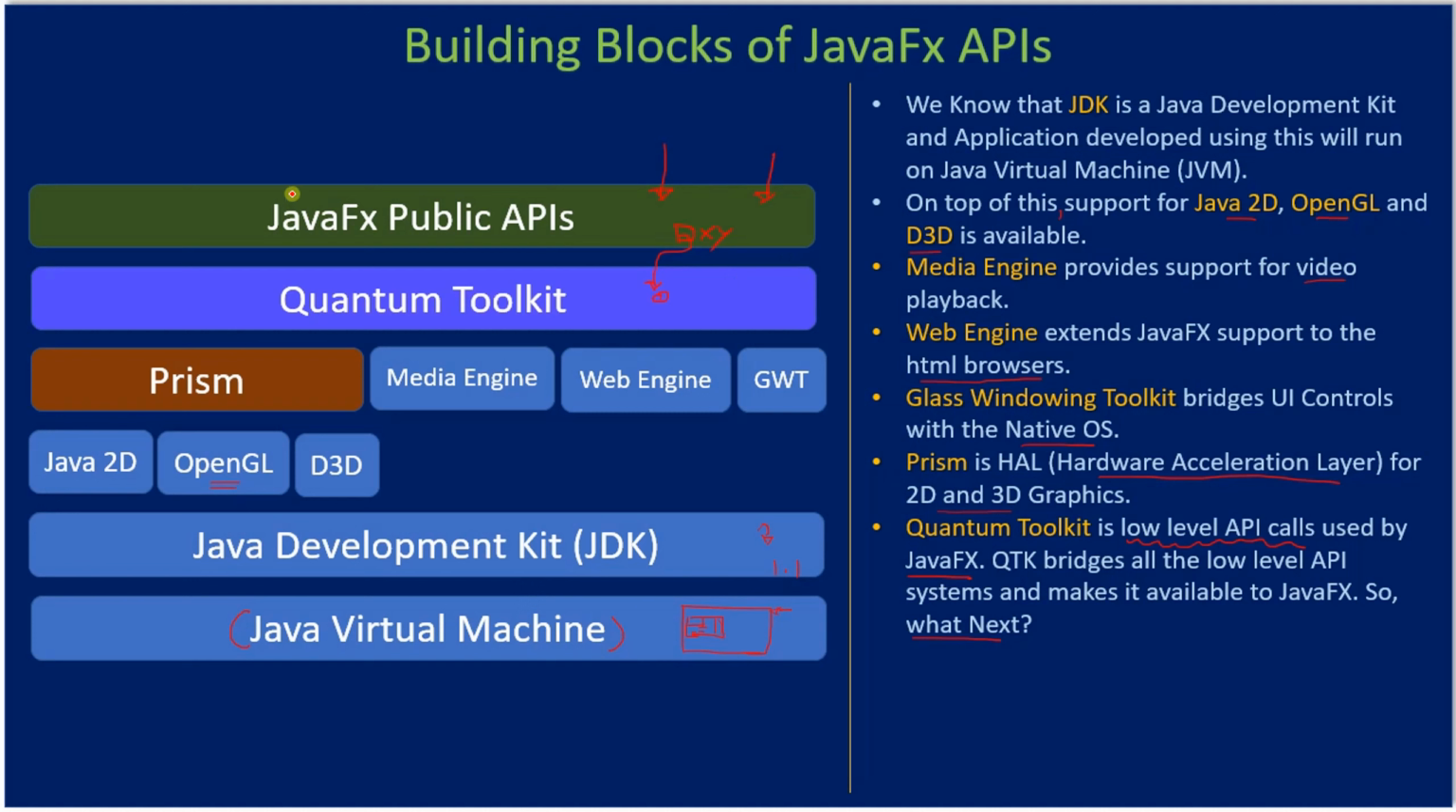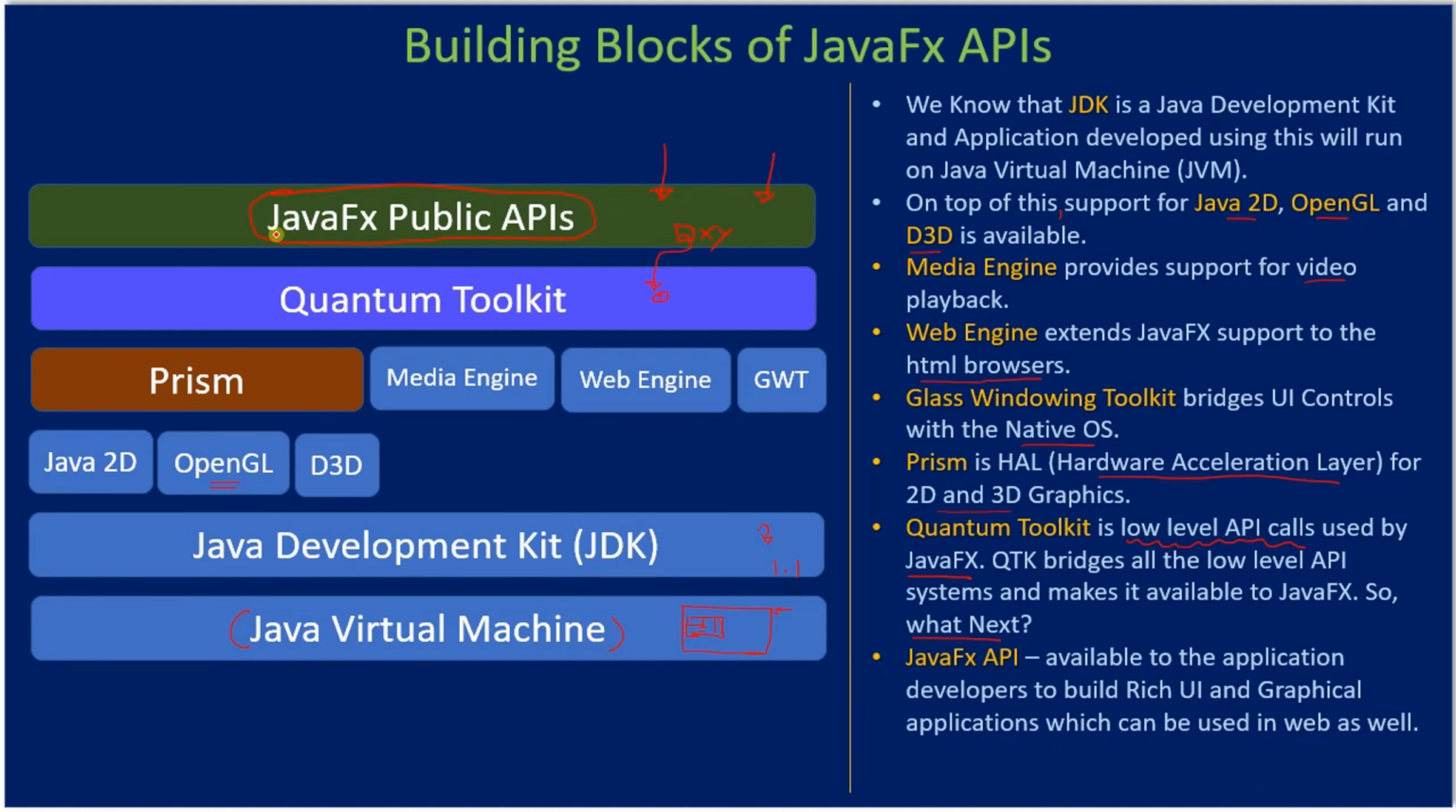All we need to worry about is the publicly exposed function and what it does. That's what we are going to learn in this playlist, as well as in the next two playlists. So we talk about the JavaFX Public API. The JavaFX API is available to application developers to build rich UI and graphical applications, which can be used on the web as well as on the desktop.